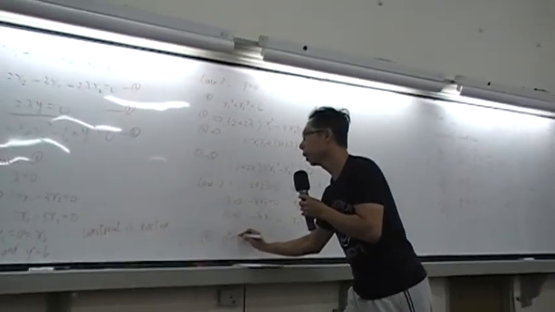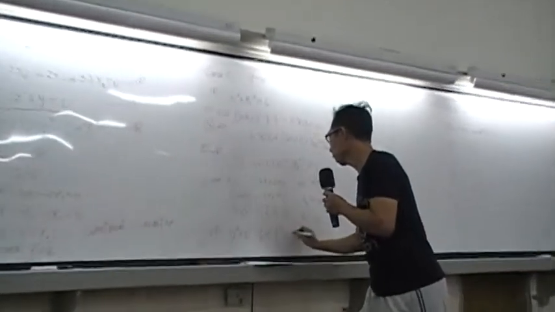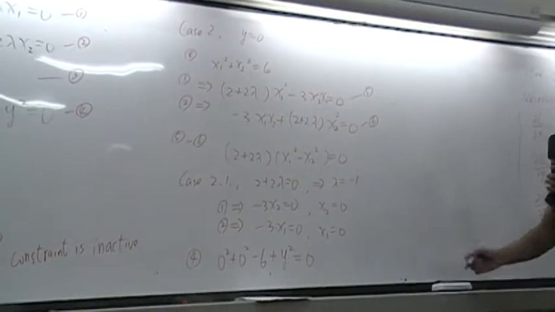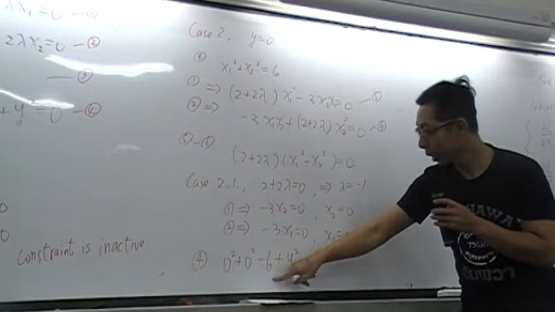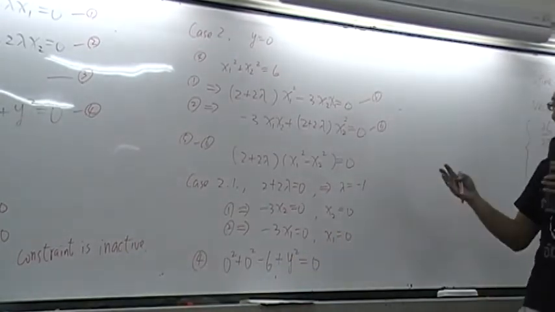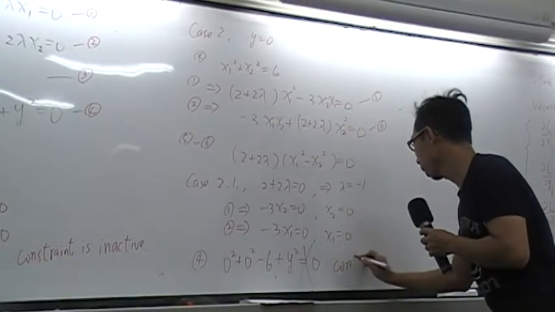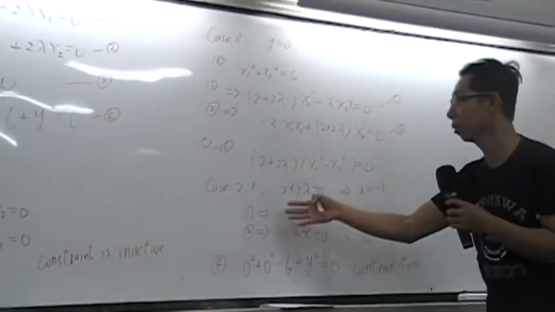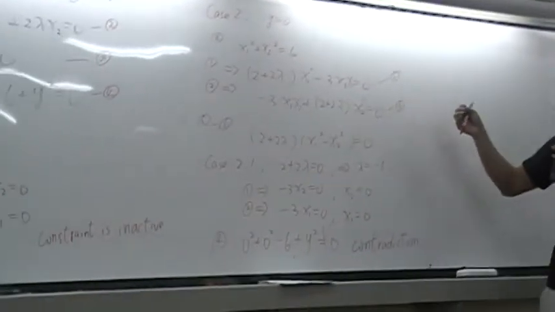x1 squared plus x2 squared minus 6 plus y squared equals 0, right? But as you can see, in case 2, y equals 0. But over here, negative 6 plus 0 equals 0. It doesn't make sense, right? So there's a contradiction. Okay? So there is a contradiction, which means that this kind of case doesn't work. Okay? Are you following? So one more time.